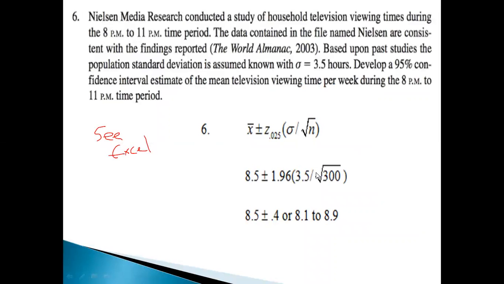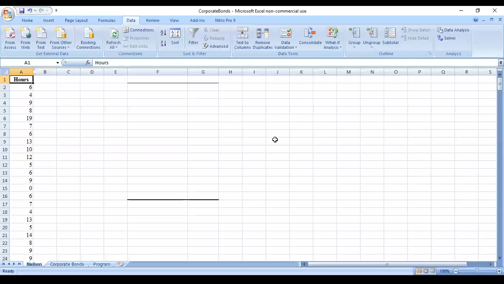Now here it says Nielsen Media Research conducted a study of household television viewing times during the 8 p.m. to 11 p.m. time period. The data contained in the file named Nielsen, which we'll look at in a little bit, are consistent with the findings reported. Based on past studies, the population standard deviation is assumed known, with sigma equal to 3.5 hours, and we need to develop a 95% confidence interval estimate of the mean television viewing time per week during that 8 p.m. to 11 p.m. slot. So let's go over to our spreadsheet here.